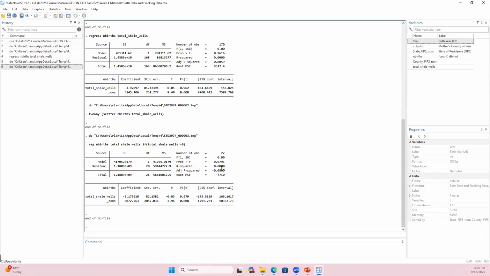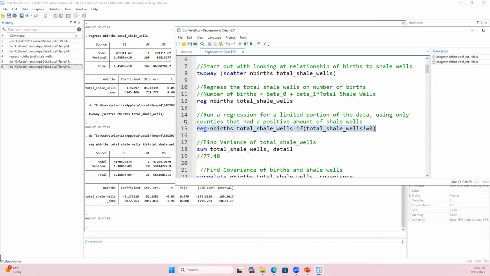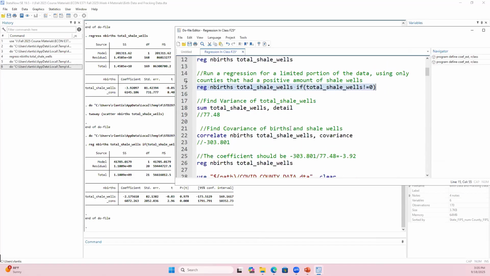Now, we still have an R squared that's basically 0, so I would still probably think this might not be the best predictor of the number of births, but we're just looking at a data set here, running through some stuff.